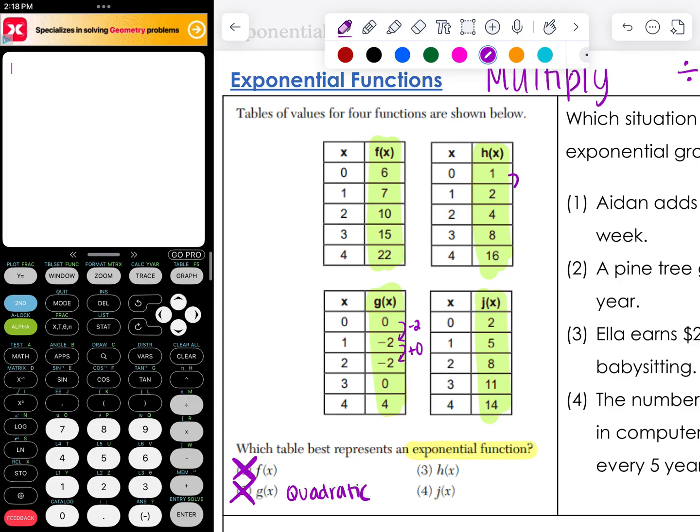H of x, to get from 1 to 2, we can multiply by 2. To get from 2 to 4, we can multiply by 2. 4 to 8 multiplied by 2, 8 to 16 multiplied by 2. Well, there you go. That's the pattern that we're looking for. Whereas in choice 4, you could see to get from 2 to 5, you're adding 3. 5 to 8, you're adding 3, and so on. So that is what we call a linear function, which is why choice 4 is out.